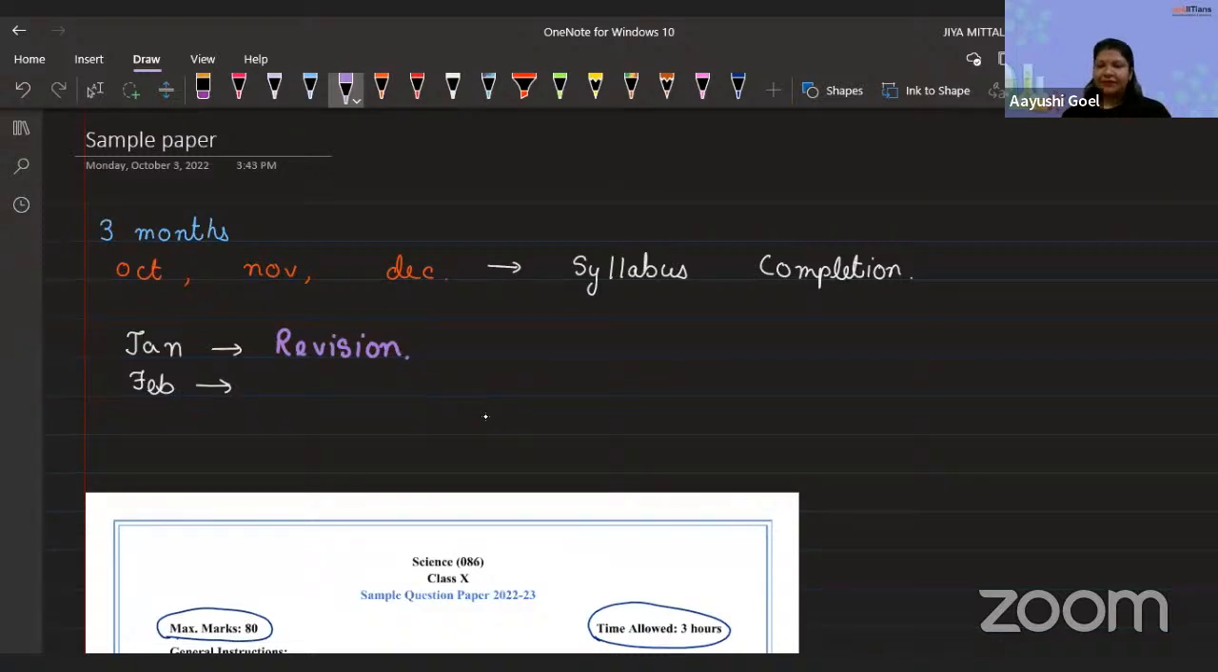Now I have revised everything. What is the next step? The next step is solving the sample paper. The dates are tentative. The exams can start from mid February, or they can start from the starting of March. Is that clear? Currently, they haven't given you a proper date.